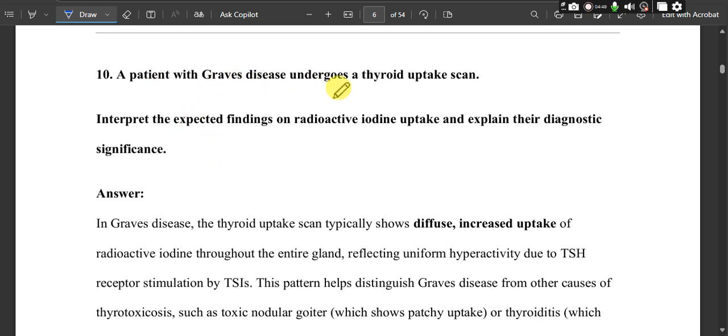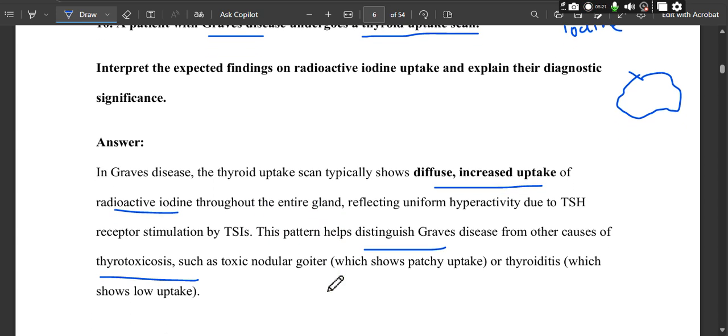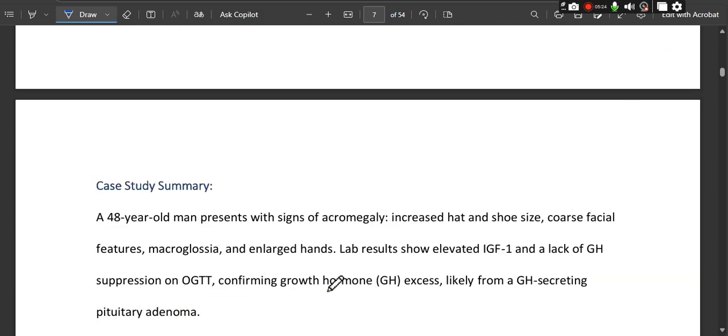A patient with Graves' disease undergoes a thyroid uptake scan. Interpret the expected findings on the radioactive iodine uptake and the diagnostic value. If a person has Graves' disease, the rate at which they take up iodine is very fast because the gland is big, so there's diffuse increased uptake of radioactive iodine. This is what is used to distinguish Graves' disease from other thyrotoxicoses.